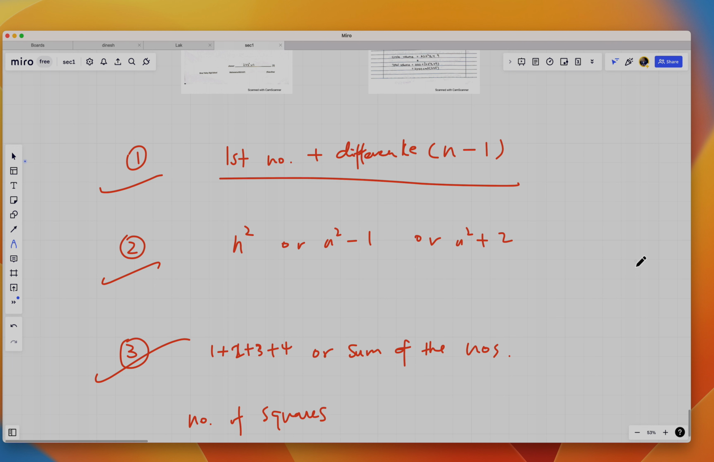Basically, if they ask for this series, you use this column. If they ask for this series, you use this column. You cannot say, oh, I'm going to do plus 3, but I'm going to use this first number. Doesn't make sense, right?